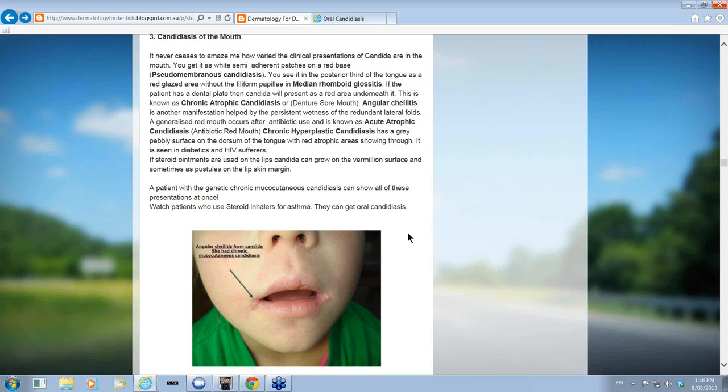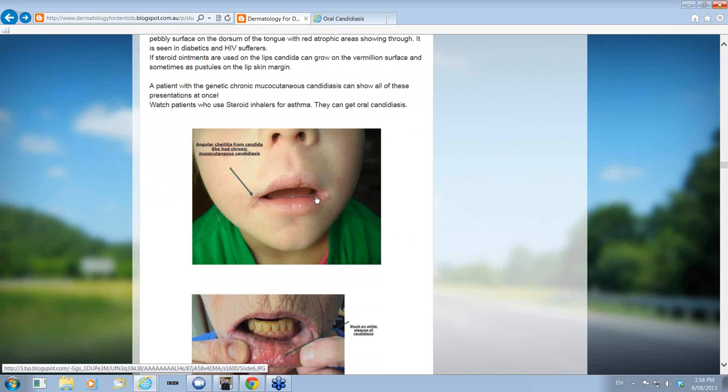Now, looking at some of these images, this was a little girl who had chronic mucocutaneous candidiasis. In other words, this is a genetic defect that the child has, where they can react to all sorts of other things quite normally with their immune system, but she just can't produce a normal immune reaction to candida. So they can present with angular cheilitis and with quite marked candida on the inside of the mouth. And we'll see that in a little minute.